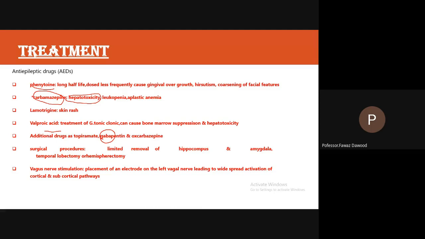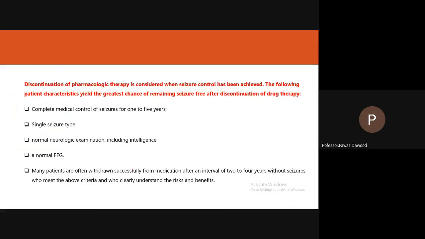Sometimes after taking a CT or MRI, we could demonstrate a lesion, an intracranial lesion, therefore we send the patient for surgery or brain surgery. And also vagus nerve stimulation, placement of a device on the left vagal nerve. Of course, these are new modalities of treatment that need highly technical procedures.